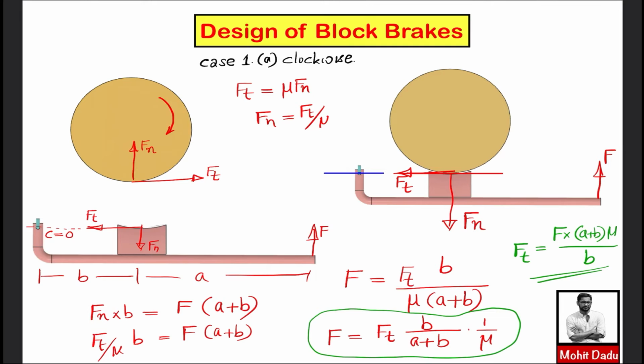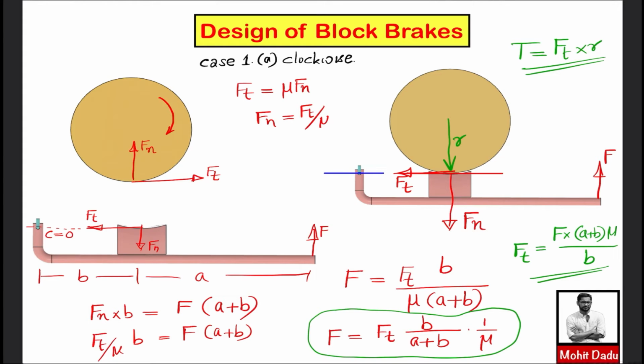If you know Ft, then you can calculate the frictional torque by knowing the radius of the drum. Then the frictional torque will be equal to Ft into R. So in this way you can calculate the frictional torque. This is the way you have to construct the free body diagram and arrive at this equation. This same equation I will be showing in the data book page also at the end of this video.